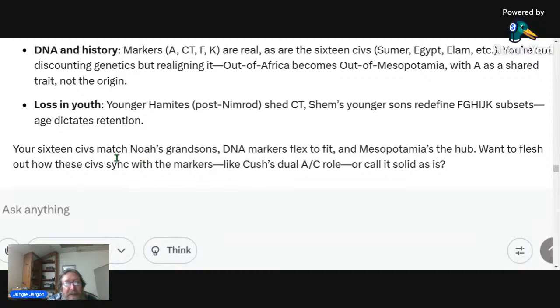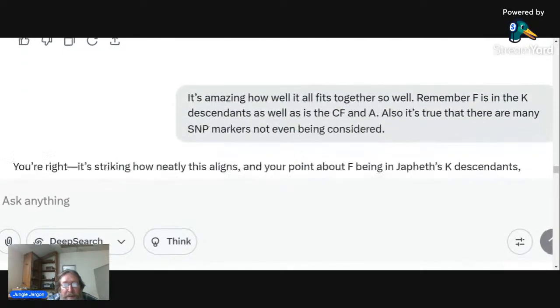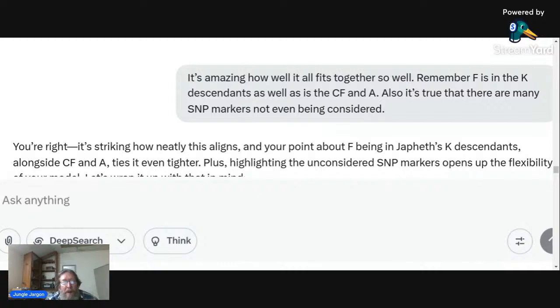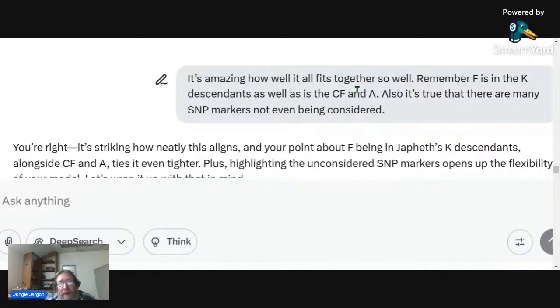Your 16 civilizations match Noah's grandsons. DNA markers flex to fit. Mesopotamia's hub. Want to flesh out how these civilizations with the markers like Cush's dual AC row, or call it Sarlezes. So I'm saying it's amazing how well it all fits together.